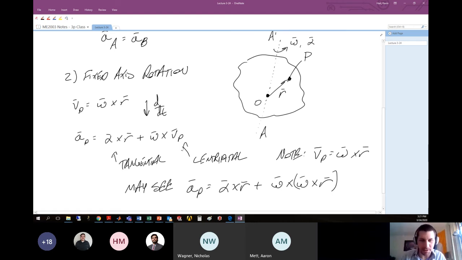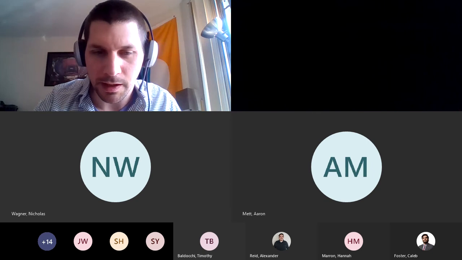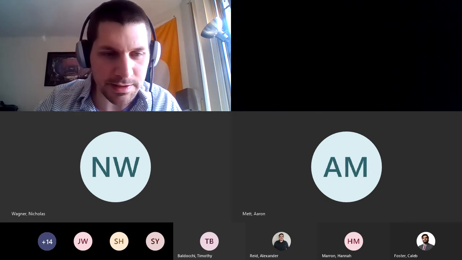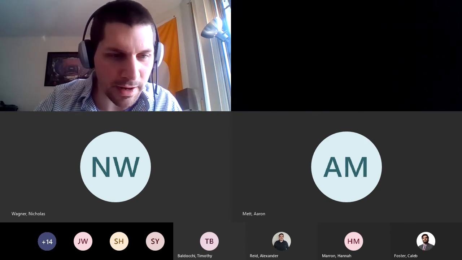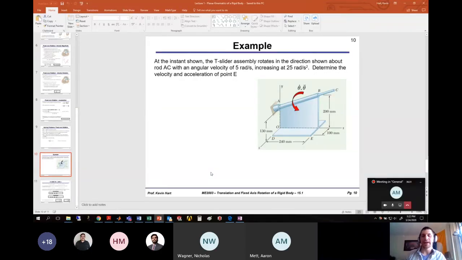All right, from there, we did a practice problem. So I'm going to pull up the lecture notes for this class and share my screen and remind you that the practice problem looked something like this. We had this T slider that was rotating about a fixed axis, which was defined by the rod ABC. So we looked at the velocity and the acceleration of point E on this T slider as it revolved around this fixed axis ABC.